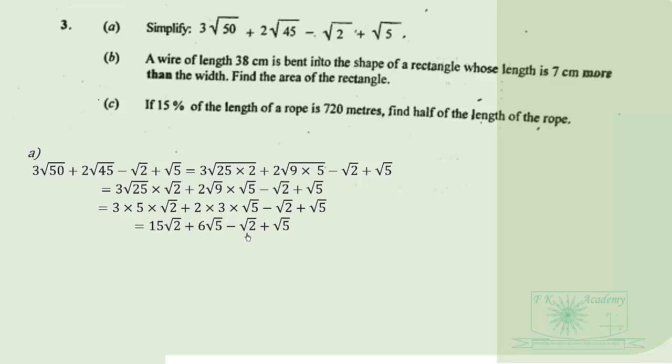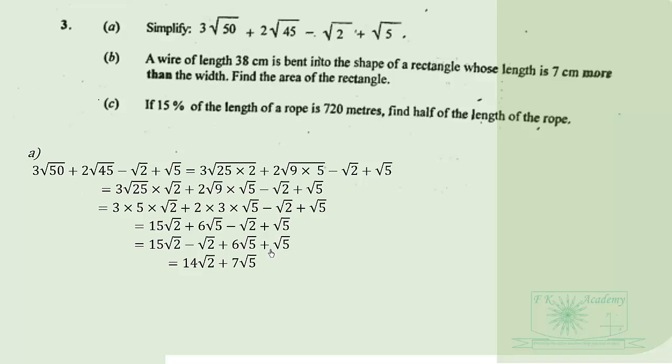So we can combine the root 2's. So 15 root 2 minus root 2, then we have 6 root 5 plus root 5. So this will give us 14 root 2 plus 7 root 5. So we are done simplifying. I believe you're able to do this one. You'll be able to do this one as well.